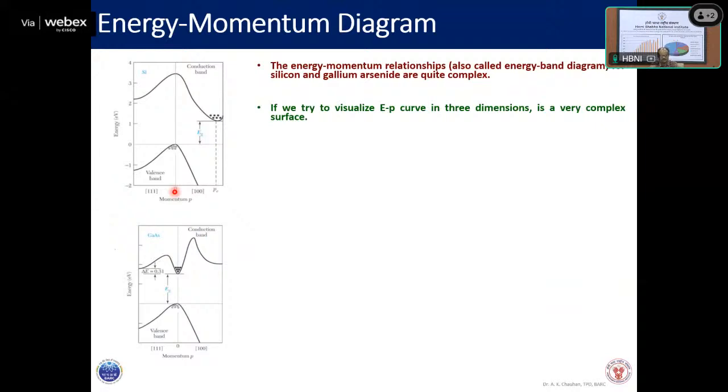This is an assignment for you. Think about which direction inside a silicon crystal is the 1 1 1 direction and which is the 1 0 0 direction. If you move towards the 1 0 0 direction, you will see the band structure, or E-p diagram, is like that, and if you move towards the 1 1 1 direction, it will be like this. In the case of gallium arsenide, the structure moves like this.